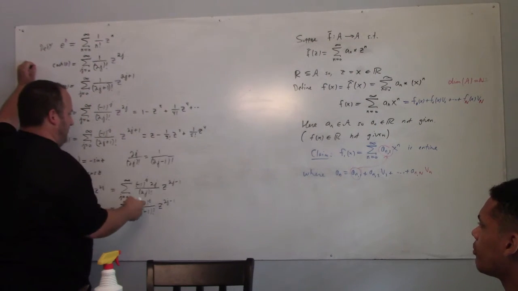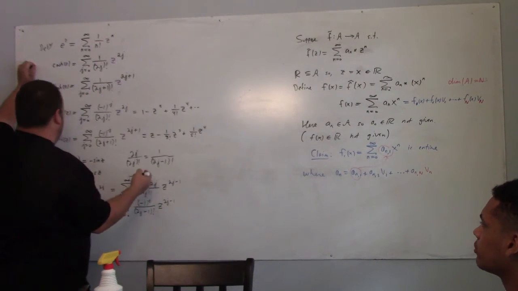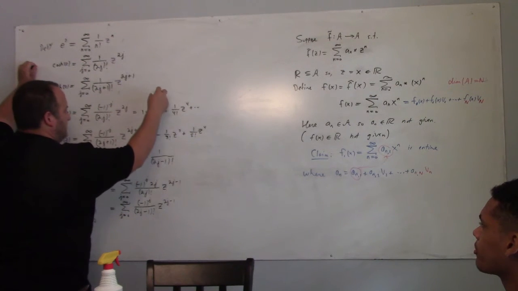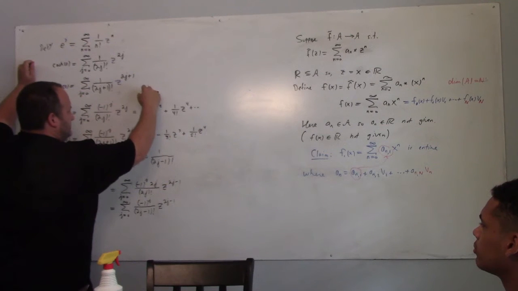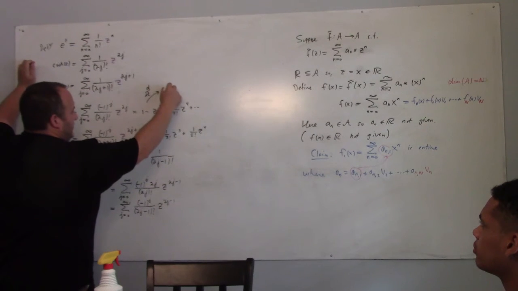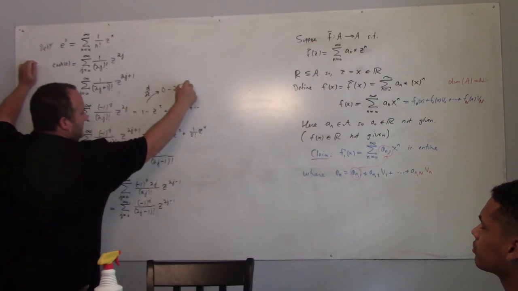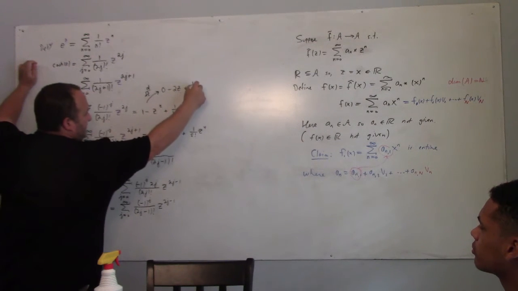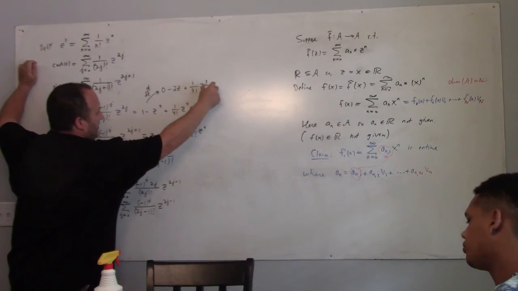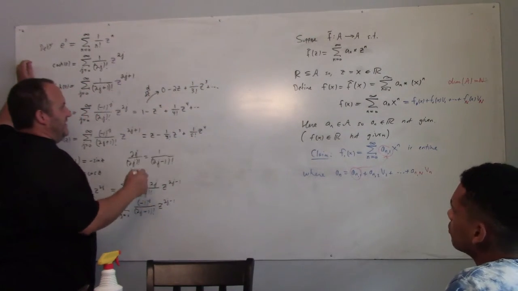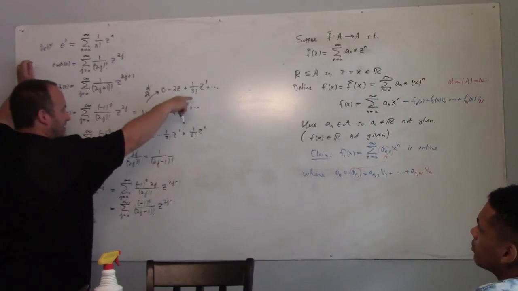Right, so when you differentiate this thing, term by term, you get 0 minus 2z plus 1 over 3 factorial z cubed. So why am I not seeing that?